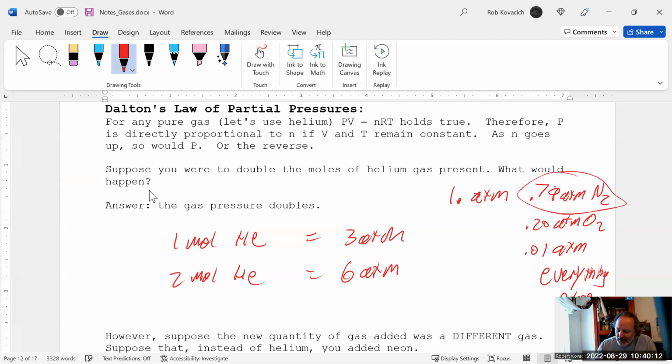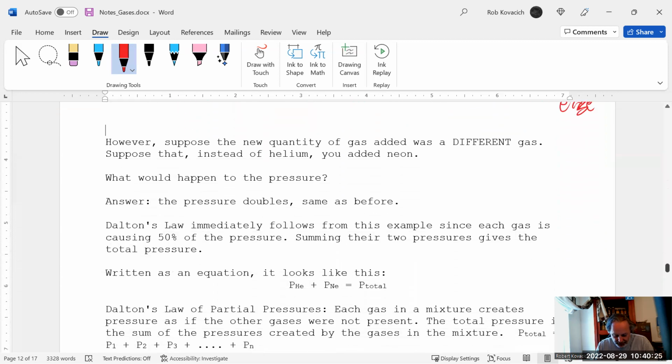How do I know this? Well, I know 79% of the atmosphere is nitrogen and 20% of the atmosphere is oxygen, and all the rest of the stuff, that 0.01 is all the rest of the gases combined. Okay, so how would we use this?